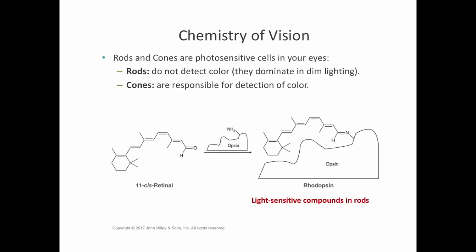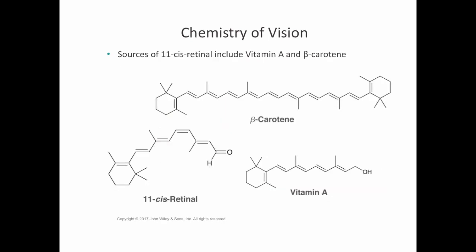Conjugated compounds are important in how we have vision. Rods and cones are photosensitive cells in your eyes. In rods, we have a compound called 11-cis retinal. And notice all of these pi bonds in conjugation with each other. That will undergo a reaction with opsin to form rhodopsin. Sources of 11-cis-retinal include vitamin A and beta-carotene. You can notice that there is a structural similarity between these three compounds.